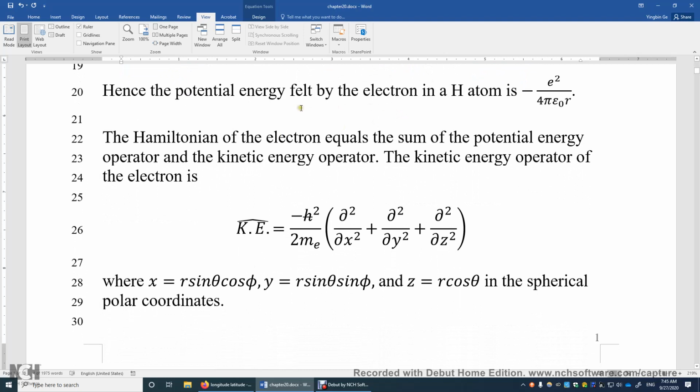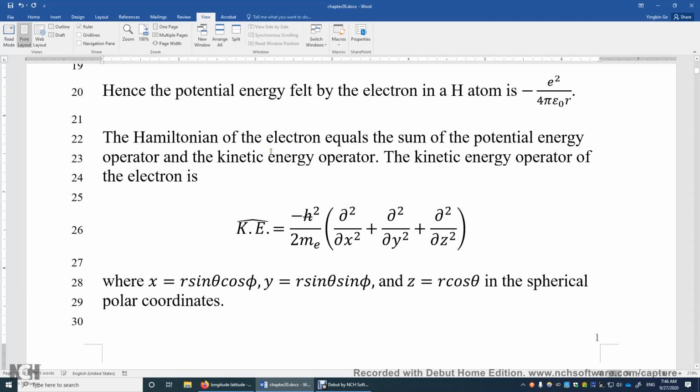Now we can write out the attraction of the electron in the hydrogen atom. It's negative e squared over 4 pi epsilon R. R is the distance between the electron and the nucleus. The reason we have a negative sign here is because the proton and the electron have opposite signs.